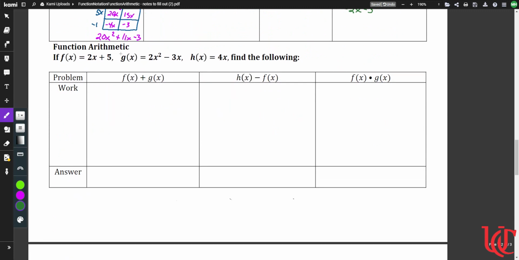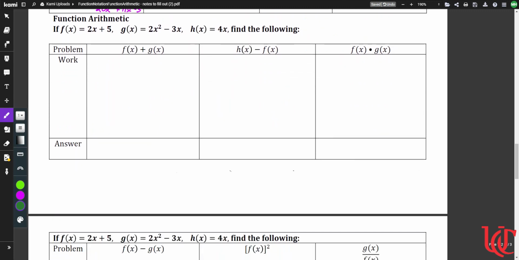All right, so when we're doing arithmetic with functions, that is, we're telling us what we're going to do. That is the left side of the equation. We're going to replace it with the right side of the function so that we can simplify from there. So when I'm doing f of x plus g of x, I'm going to take the right side of the f of x. I'm going to rewrite that. So this is going to be 2x plus 5.